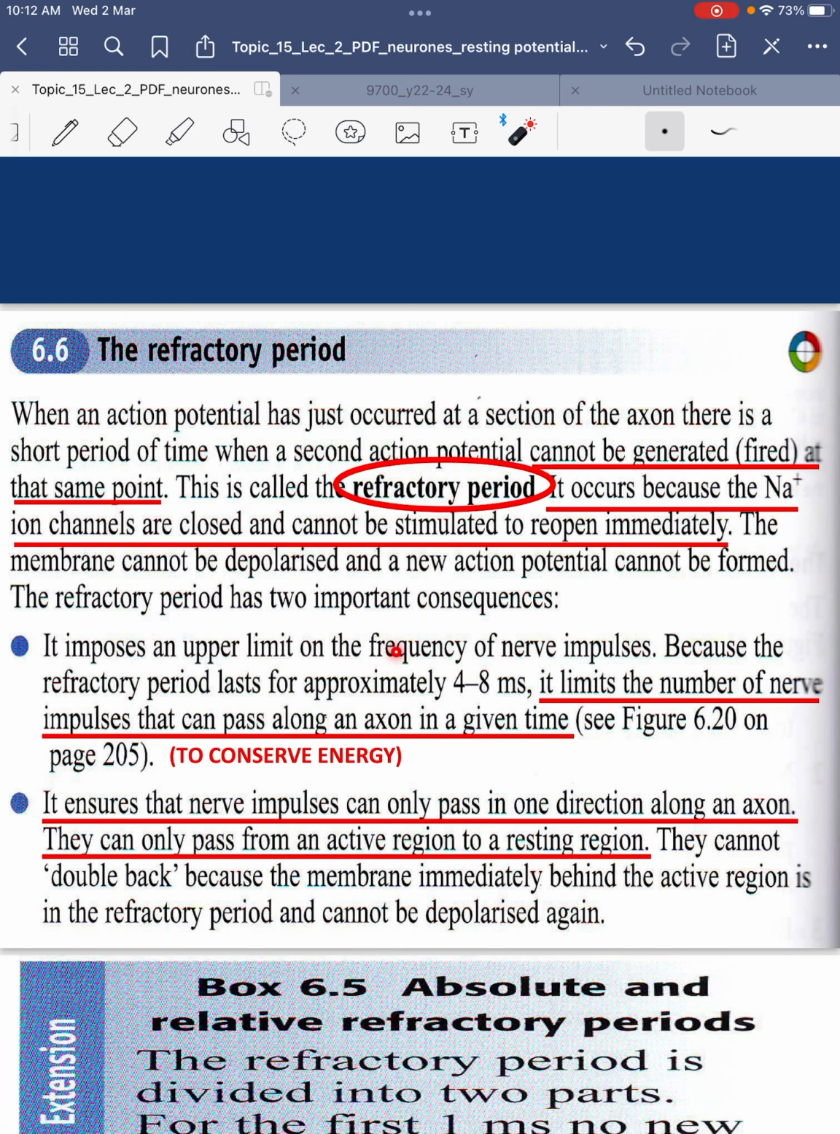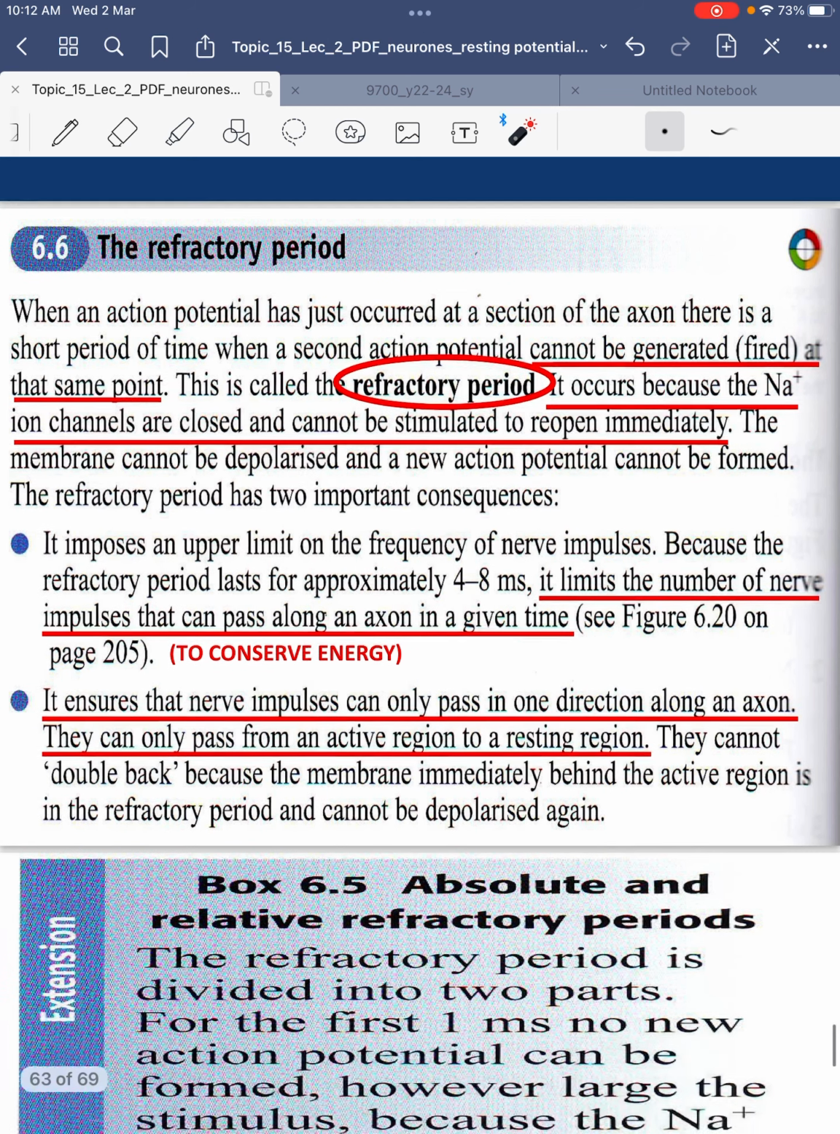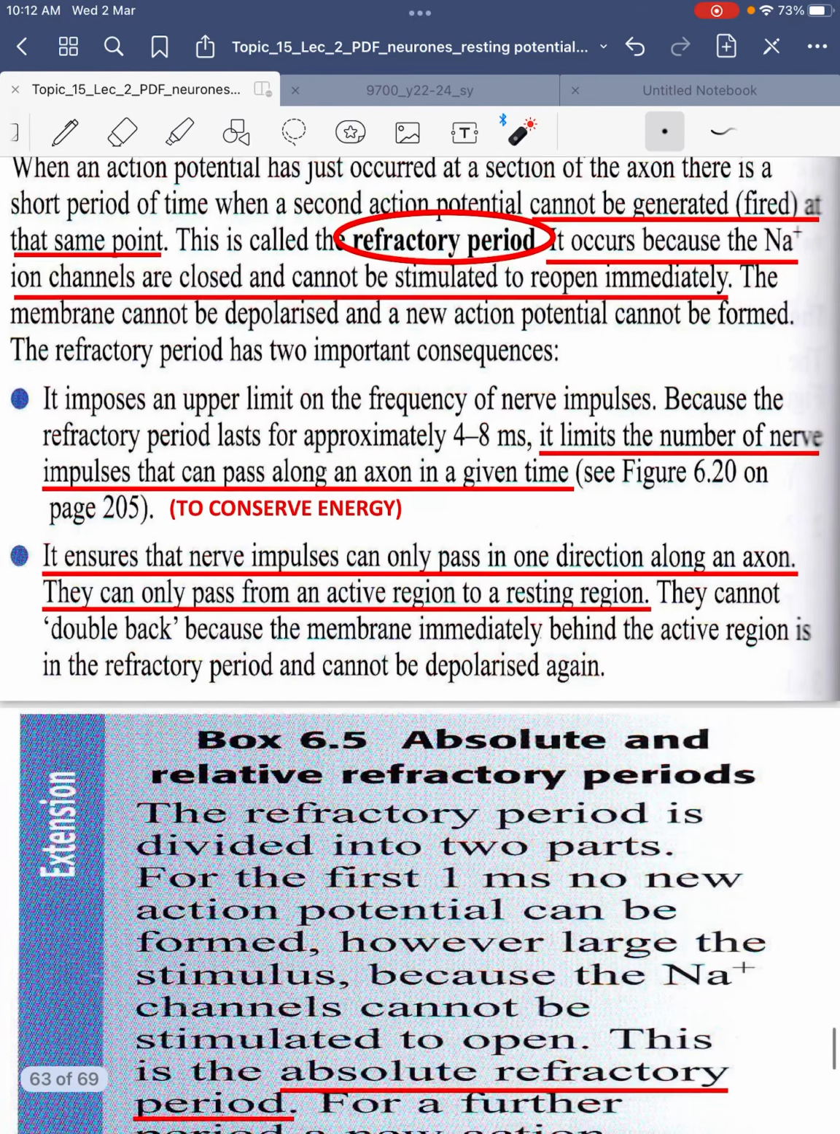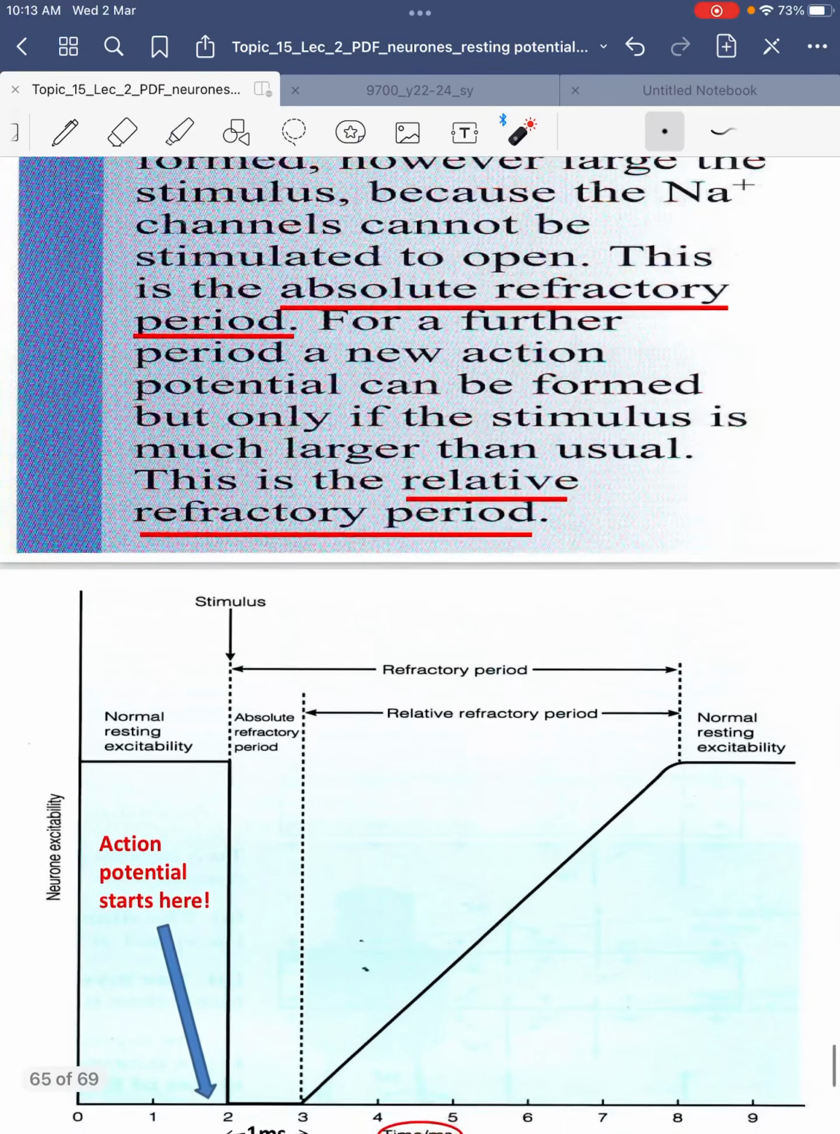It imposes an upper limit on the frequency of nerve impulse, meaning there's only a certain number of nerve impulses that can be fired per unit time. Because the refractory period lasts for approximately 4 to 8 milliseconds, it limits the number of nerve impulses that can pass along an axon at a given time. It ensures that nerve impulses can only pass in one direction along an axon. They can only pass from an active region to a resting region. They cannot double back because the membrane immediately behind the active region is in refractory period and cannot be depolarized. Okay.